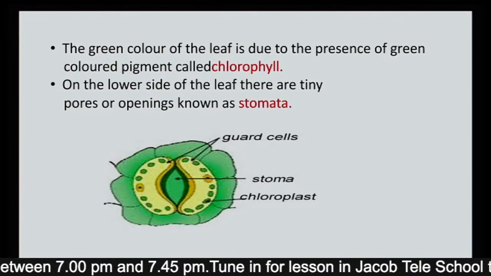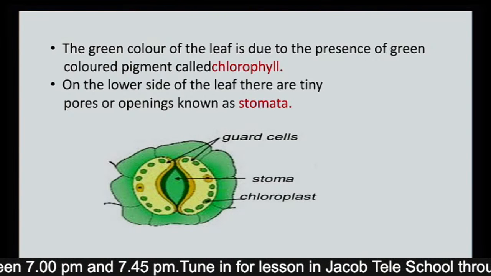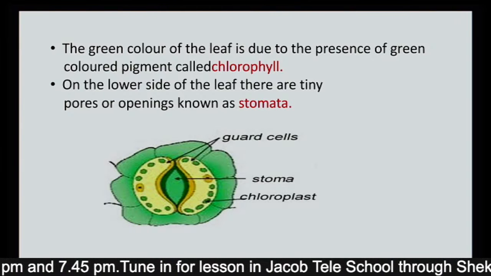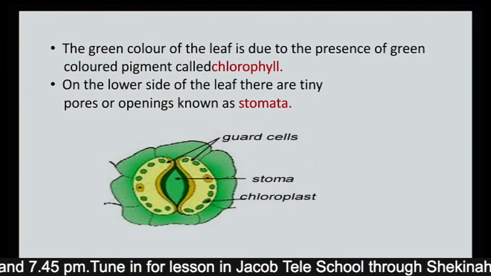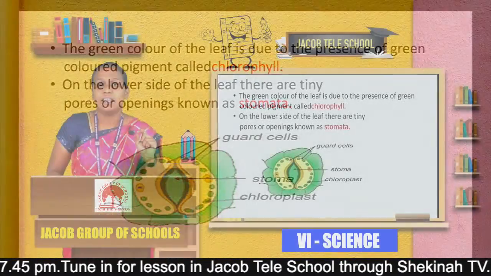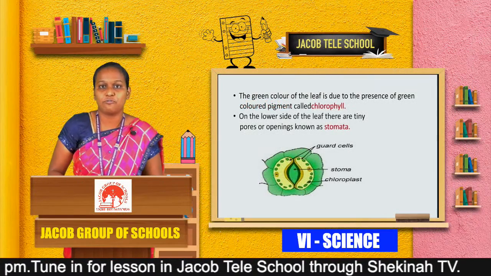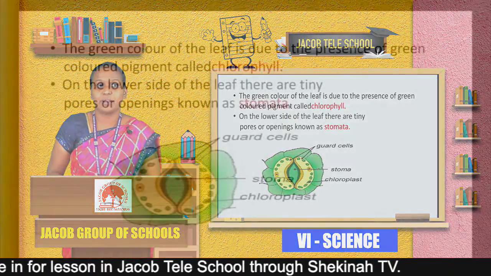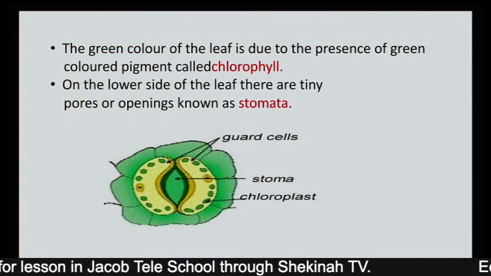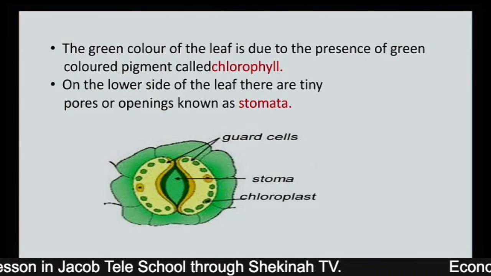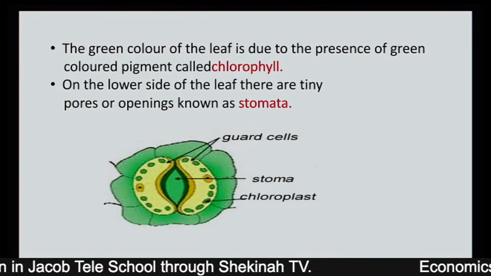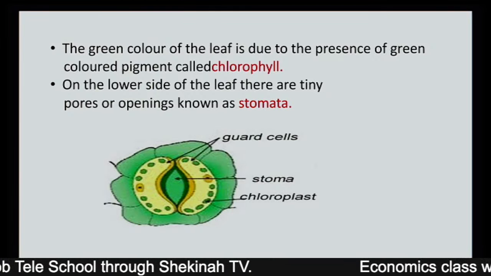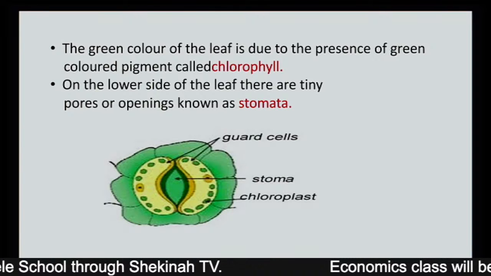On the lower side of the leaf there are tiny pores or openings known as stomata. I already told you a leaf has tiny pores; that is called stomata. That is the picture of a stomata. You can see the stomata on the screen. A stomata has 2 guard cells, and inside them chloroplast is present. What is the color of the chloroplast? It is green because of the presence of chlorophyll pigment.